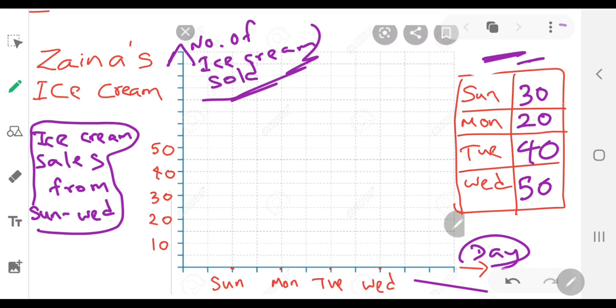Sunday I have sold 30 ice creams, so I'm going to go to Sunday and go 30 here. I'm going to mark here. That is basically whatever I have done on the ground. I am going to transfer those data and information to the graph, right? So same like that, science experiments are done, and then those data and information are transferred to graphs.